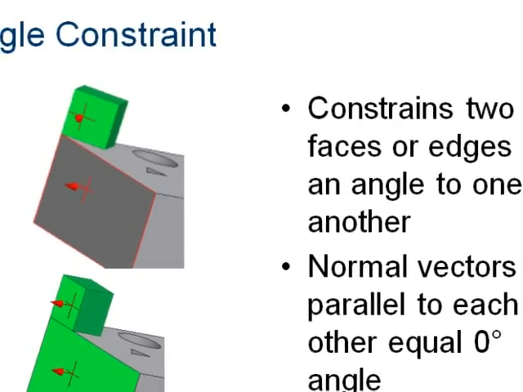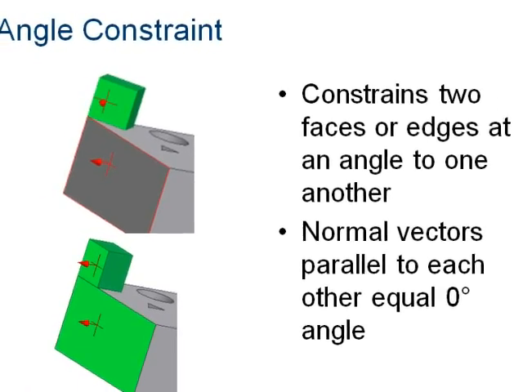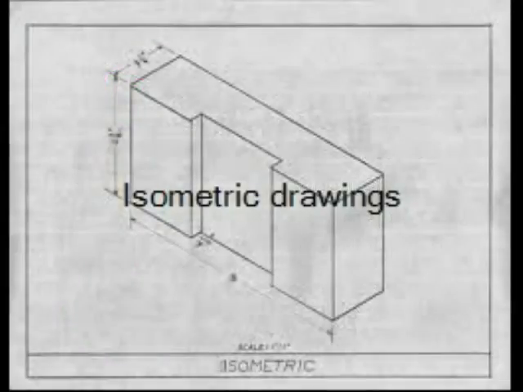This next picture is of angle constraints. Angle constraints constrain two faces or edges at an angle to one another. This next picture is of an isometric drawing, which is a pictorial representation of an object, in which all three dimensions are drawn at full scale rather than foreshortening them to the true projection.